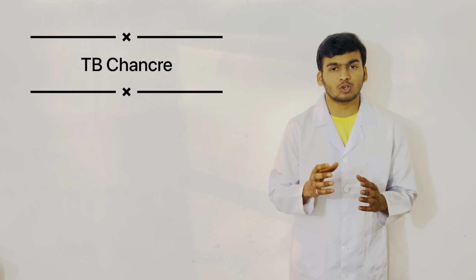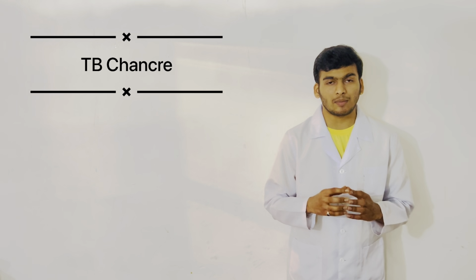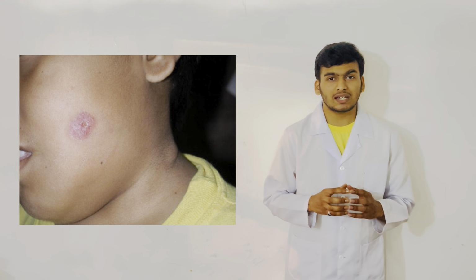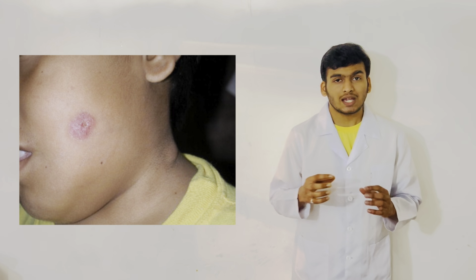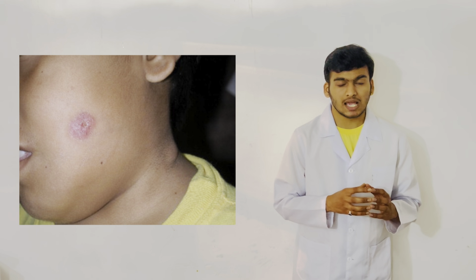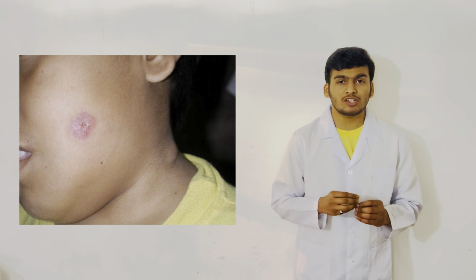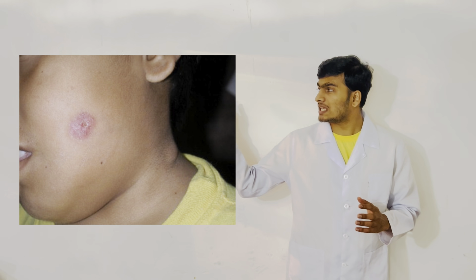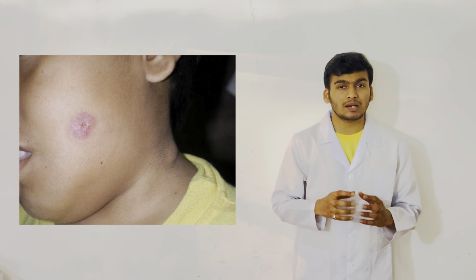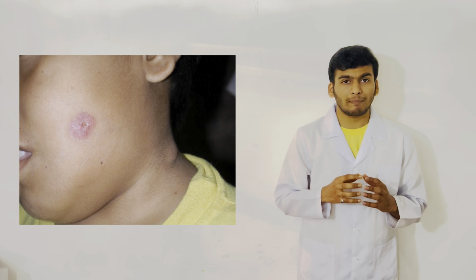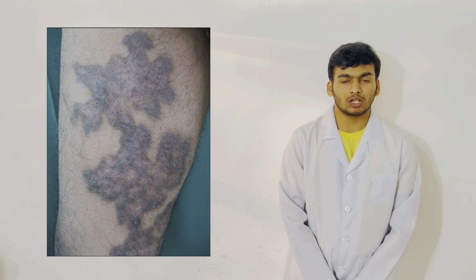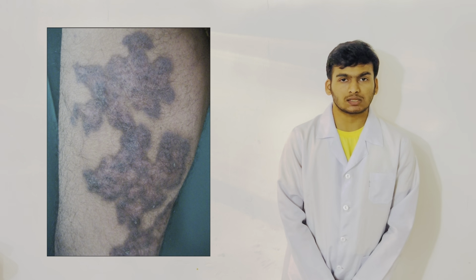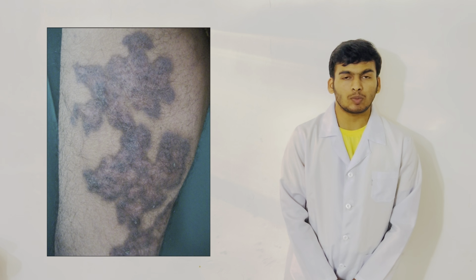TB Chancre, also called primary tuberculosis or primary inoculation tuberculosis, is of the naive type of exogenous classification. It is mostly seen on the extremities and face. The clinical feature of this tuberculosis, as you can see in the image, is undermined ulceration, which is a painless type of ulceration.